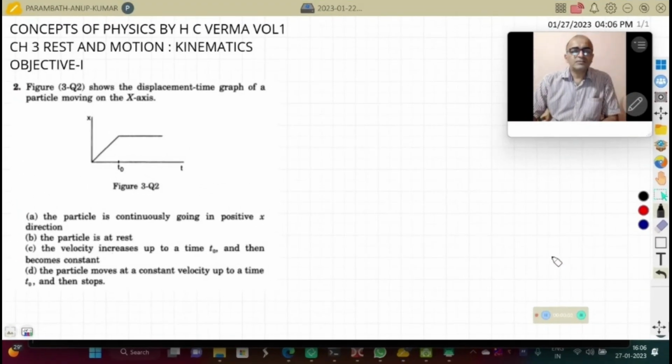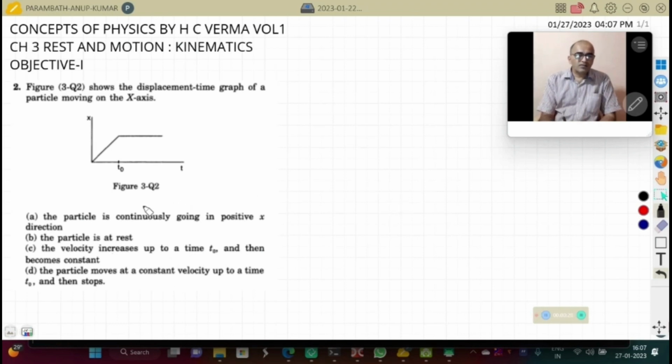So students, we are doing questions from Concepts of Physics by HC Verma, Volume 1, Chapter 3, Rest and Motion, Kinematics, and we are doing Objective 1. So the second question from Objective 1 is like this. The figure shows a displacement-time graph of a particle moving on the x-axis.